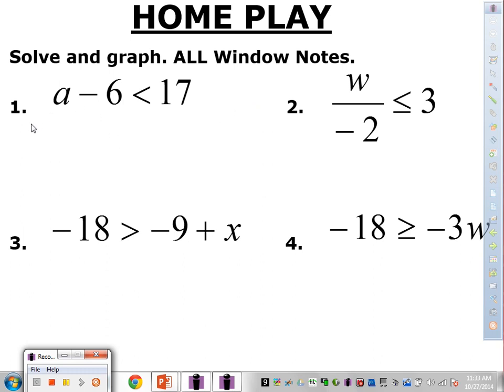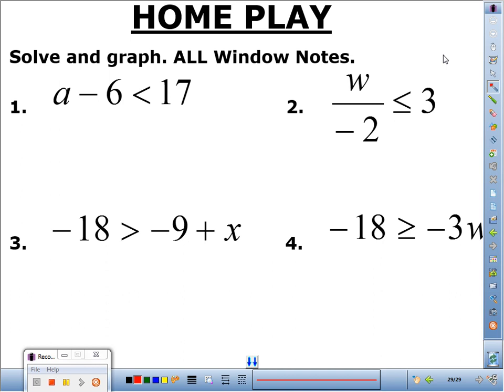So, number 1 is a minus 6 less than 17. Number 2 is w divided by negative 2 less than or equal to 3. Number 3 is negative 18 greater than negative 9 plus x. And negative 18 greater than or equal to negative 3w. Okay? They're inequality properties. Right now I'm going to refresh your memory about that.